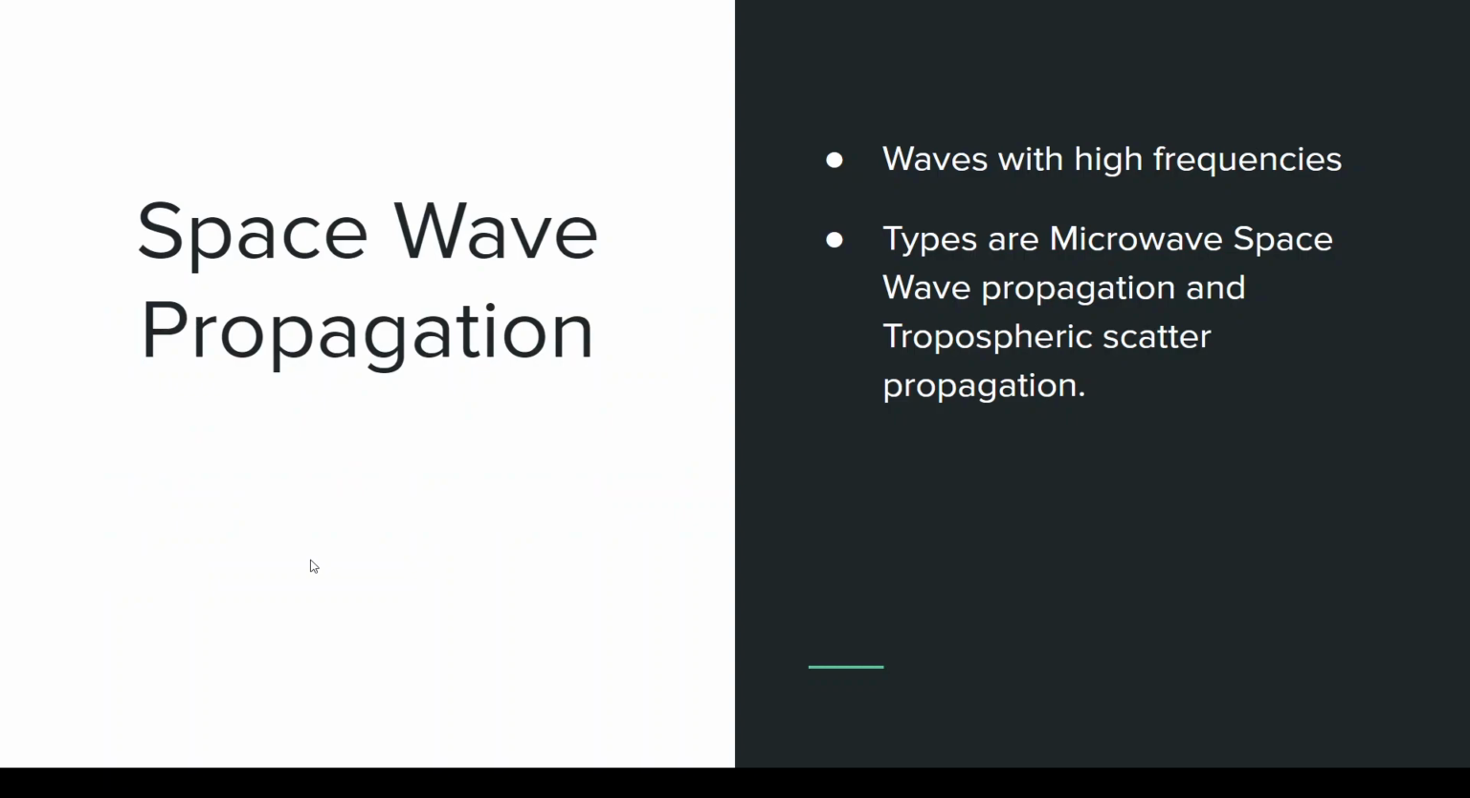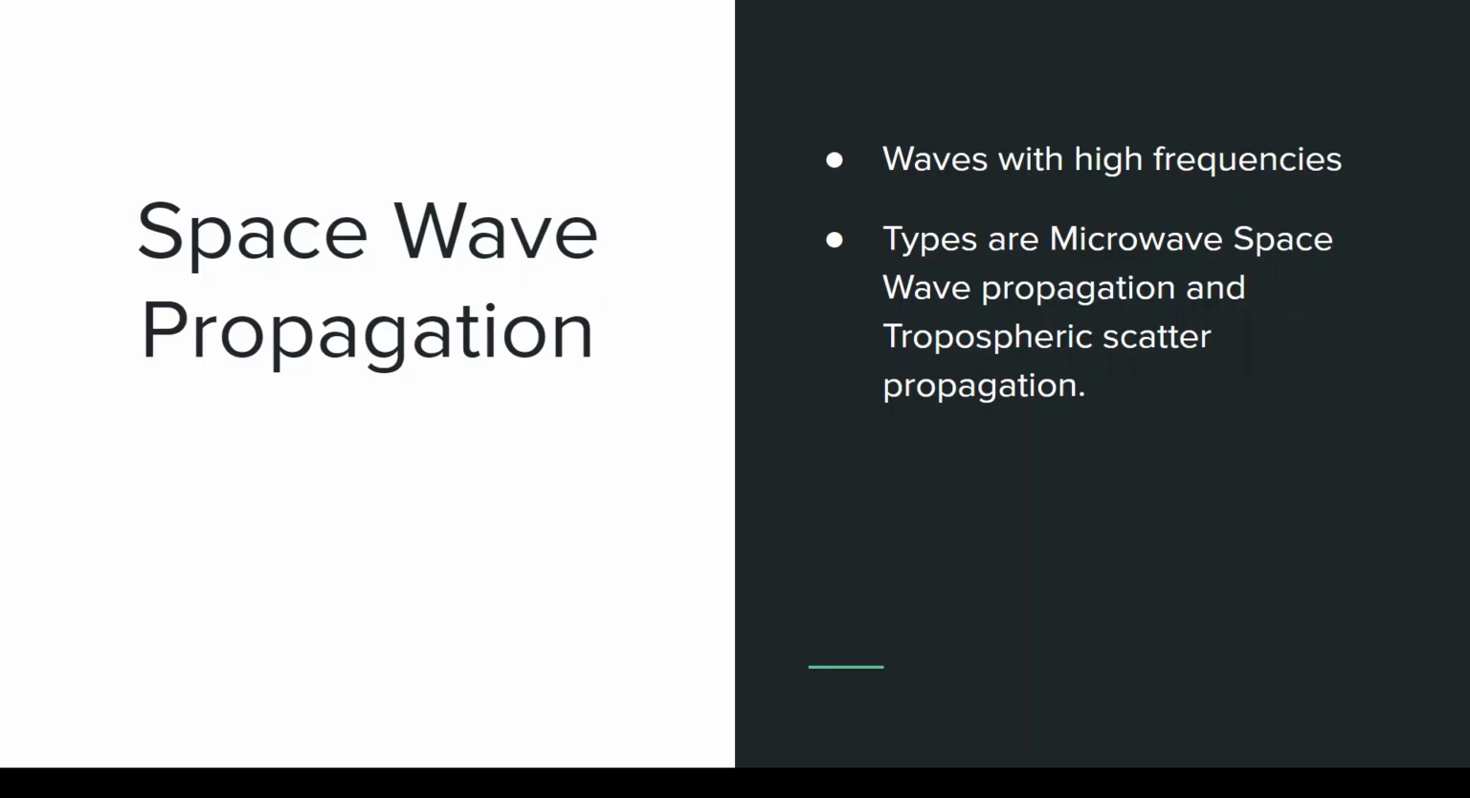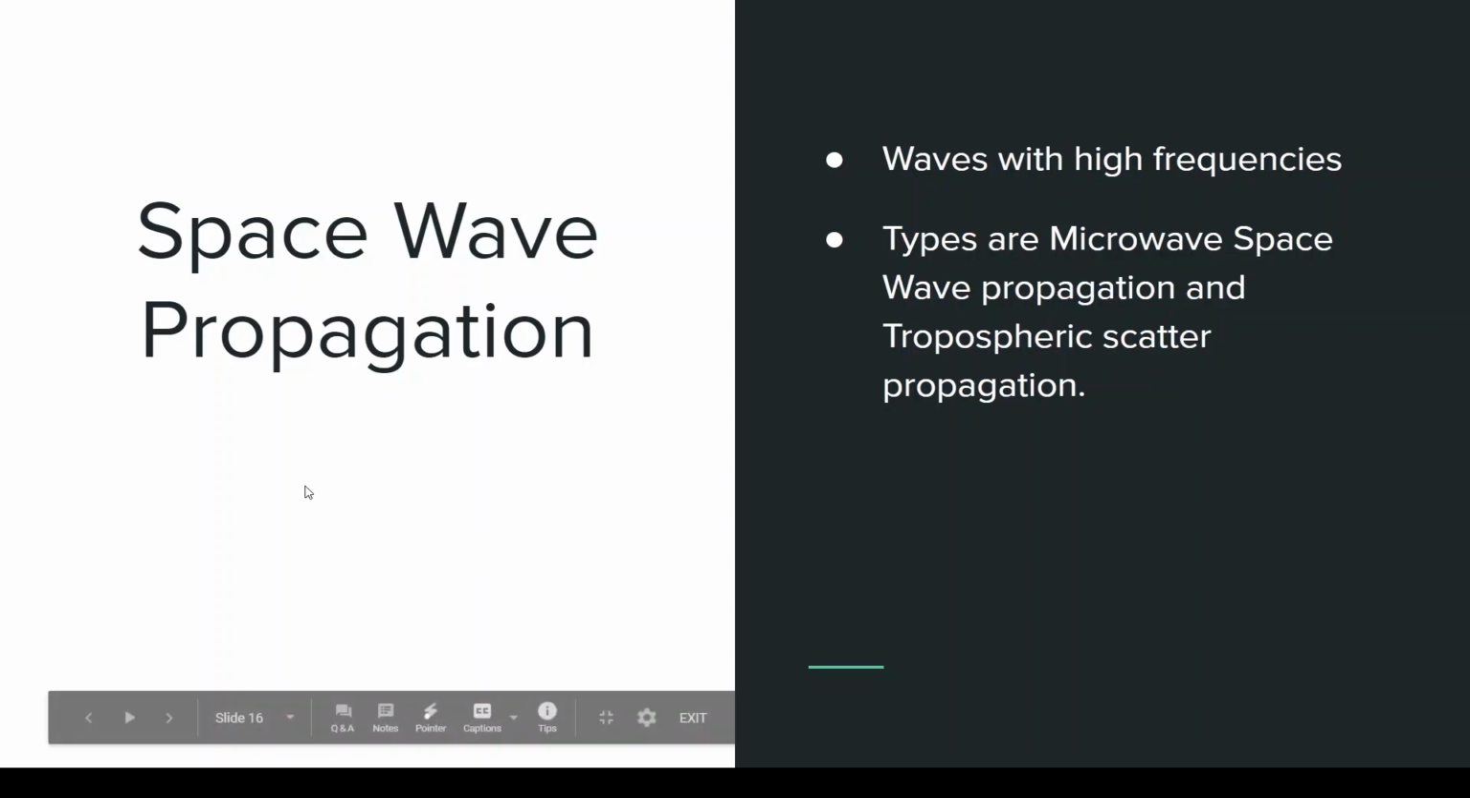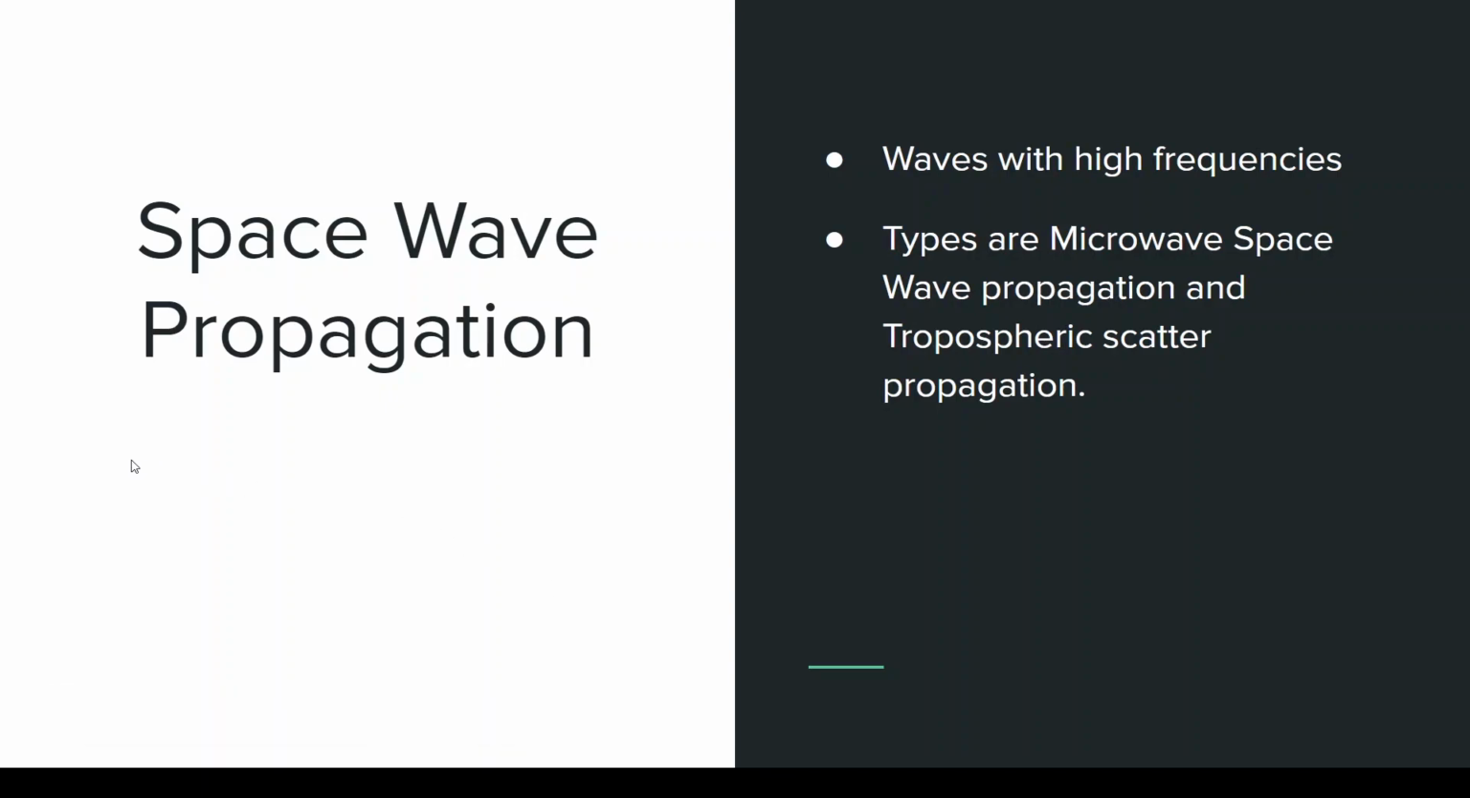Next is space wave propagation. These are the waves with high frequencies, and its types are microwave space wave propagation and tropospheric scatter propagation. In this, the signal is directly transmitted from the transmitter to the receiver in the line of sight. In space wave propagation, we have one transmitting antenna and a receiving antenna, and the signal is transmitted directly through the line of sight from the transmitting end to the receiving end.